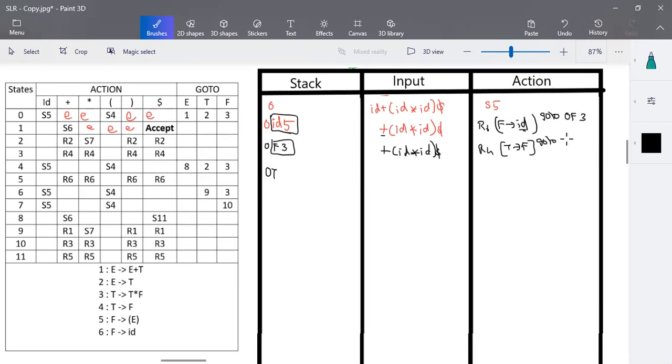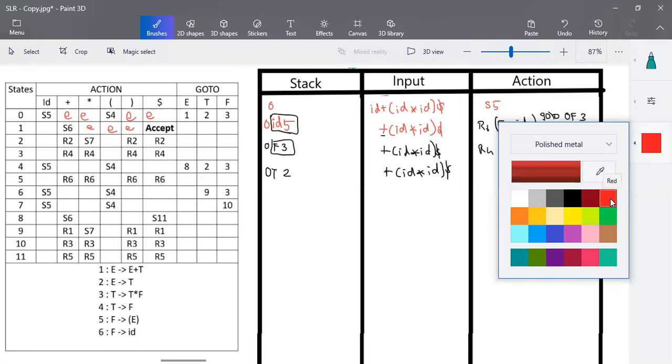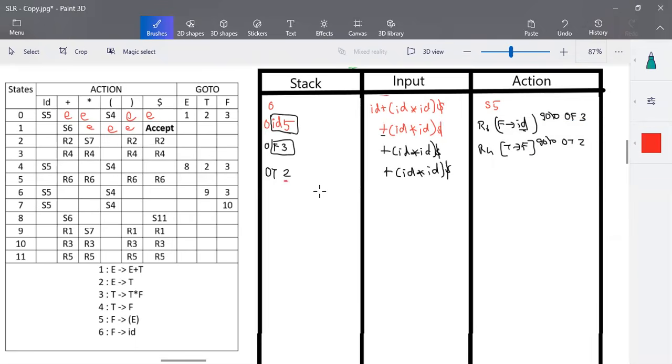That is 0 comma T. What is the corresponding entry of 0 comma T? It goes to 2. So this state 2 will be pushed into the stack, and we'll have this plus id star id dollar as it is. The same input will remain as it is, so we don't have any other issue. The next possible transition is 2 comma plus. What is there in 2 comma plus? It is R2. R2 means reduce with production number 2. What is production number 2? It is E tends to T.